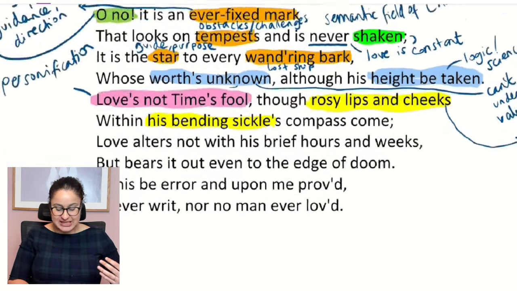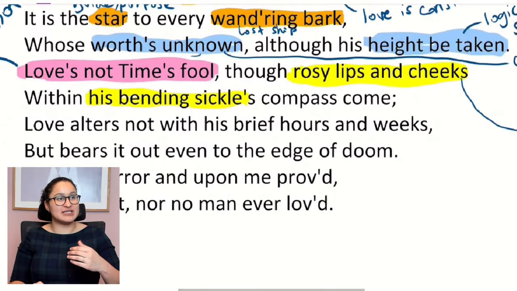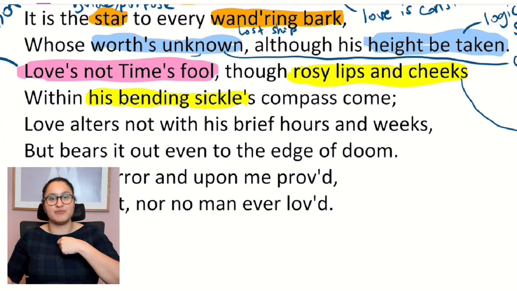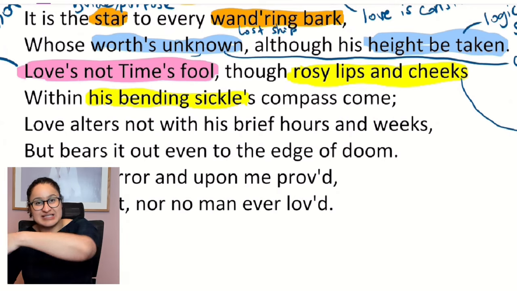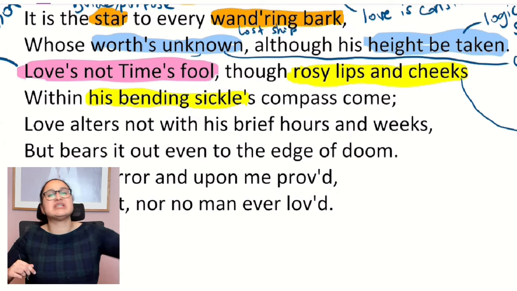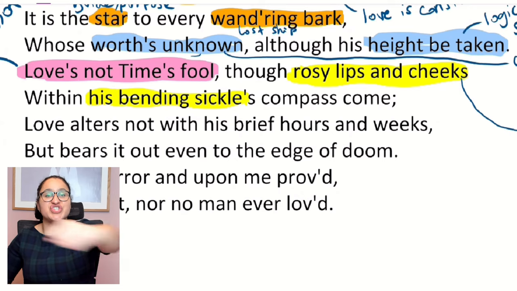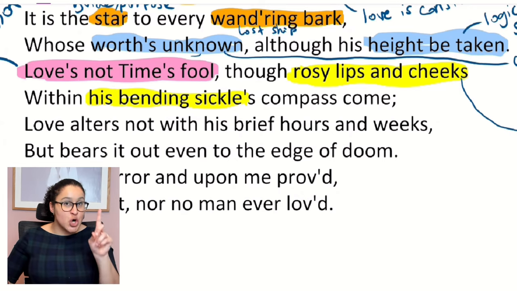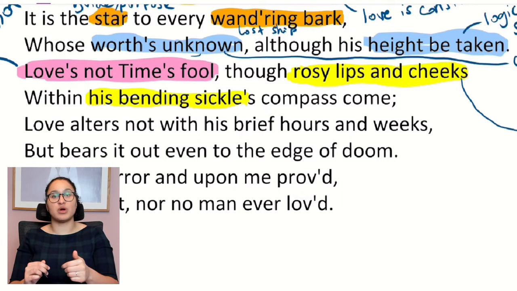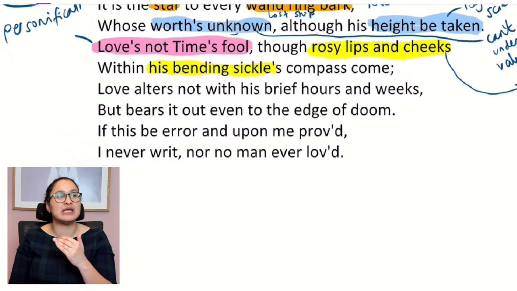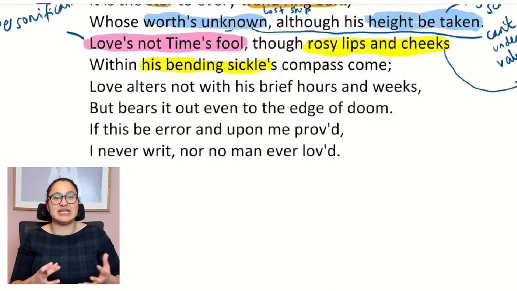So when we go back here then, what essentially is being said is, though beauty is within the Grim Reaper's sickle. Now, if beauty is within his sickle, that means the Grim Reaper can take it. Beauty dies. Love's not time's fool, though beauty dies. In other words, love does not decline with time, even though beauty fades.